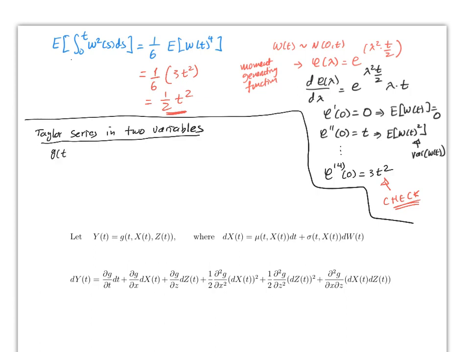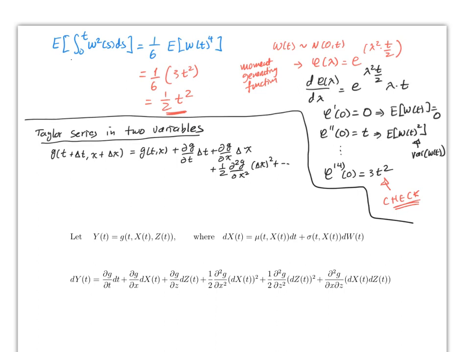Then you're going to have g of t plus delta t, x plus delta x. This will be the expansion. And then this will give you g of t, x plus the partial of g with respect to t times dt, the partial of g with respect to x times dx, and then 1/2 the second partial of g with respect to x squared times delta x squared, and so forth.